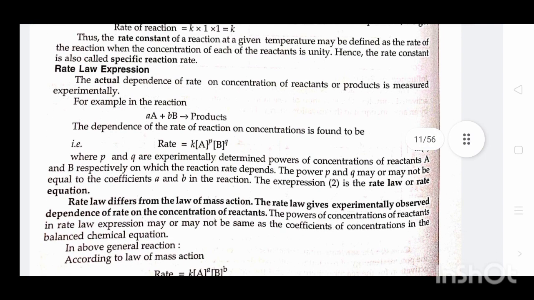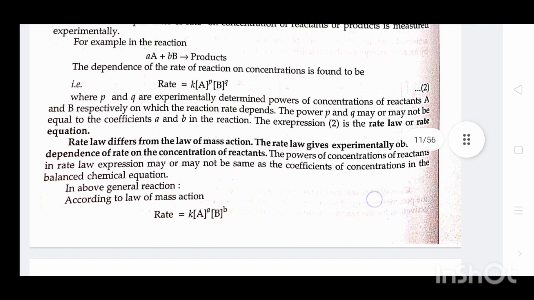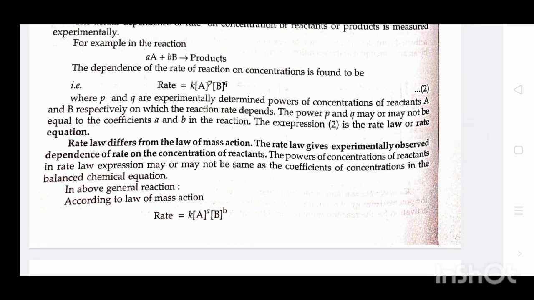Rate law expression. The actual dependence of rate on the concentration of reactant or product is measured experimentally. For example, in the reaction A plus B gives products, the dependence of rate of reaction on concentration is found to be rate equals K [A]^alpha [B]^beta, where alpha and beta are experimentally determined powers of the concentrations of reactants A and B respectively, on which the reaction rate depends. The powers alpha and beta may or may not be equal to the coefficients of A and B in the reaction. The expression 2 is the rate law or rate equation.